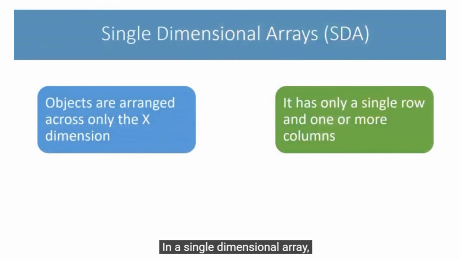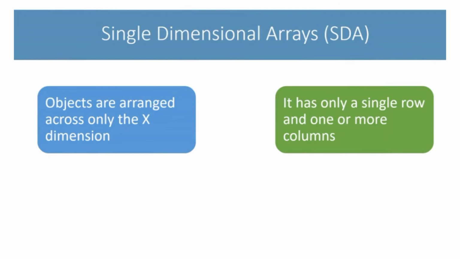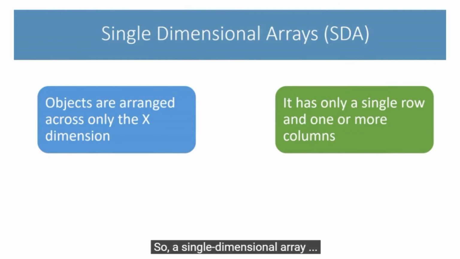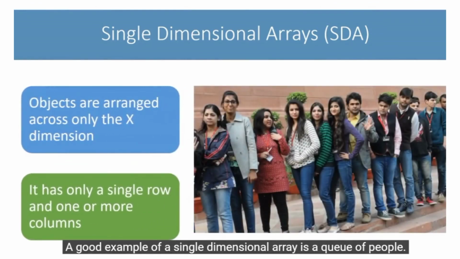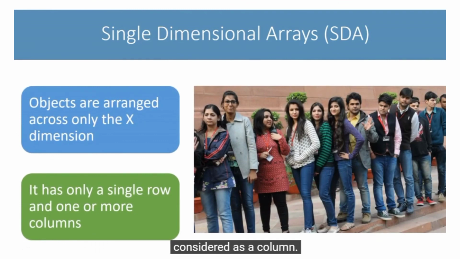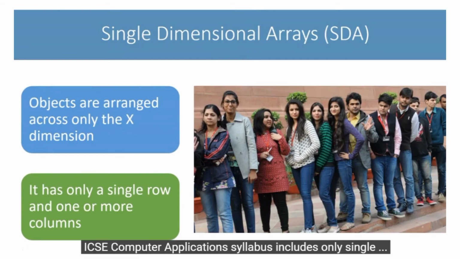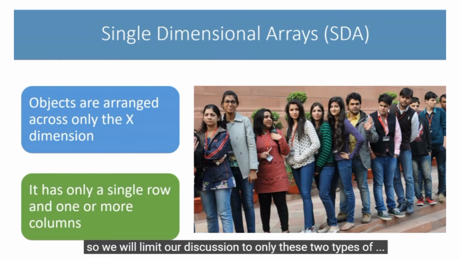In a single-dimensional array, items are arranged across only the x dimension. So a single-dimensional array has only a single row and one or more columns. A good example of a single-dimensional array is a queue of people. It's just one row and each person in the queue can be considered as a column. ICSE Computer Applications syllabus includes only single and double dimensional arrays. So we will limit our discussion to only these two types of arrays in this course.